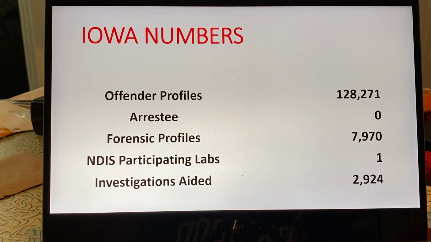We do not put people who have just been arrested but not convicted of a crime into the database, which I agree with. I think that's actually fair and a good thing because we're not assuming that they're going to be an offender in the future. In terms of case profiles, I'm sure now over 8,000. We only have one lab that's participating in national searches. But even with Iowa, which is not very populous, nearly 3,000 investigative leads have been generated. And so, that's kind of the power of CODIS.